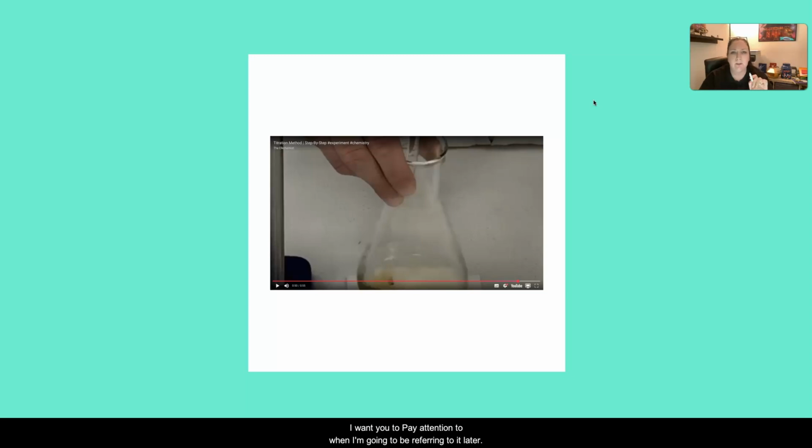I want you to pay attention to, when I'm going to be referring to it later, what he is holding in his hand at the bottom. That's the flask. That's the Erlenmeyer flask. It won't let me back it up. But the long cylindrical thing, they call it a burette. So just pay attention to the vocabulary. We have the flask down here and we have the burette right here, because that's going to be helpful to us when we are talking about this in just a second.